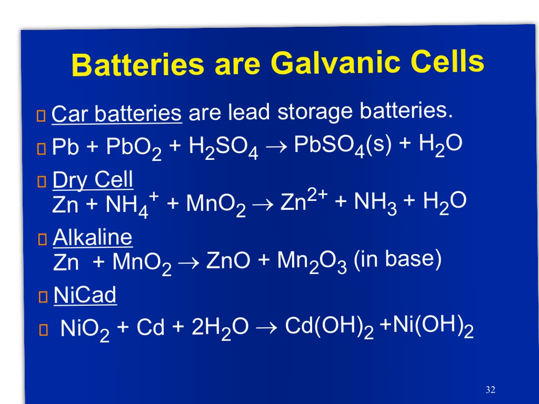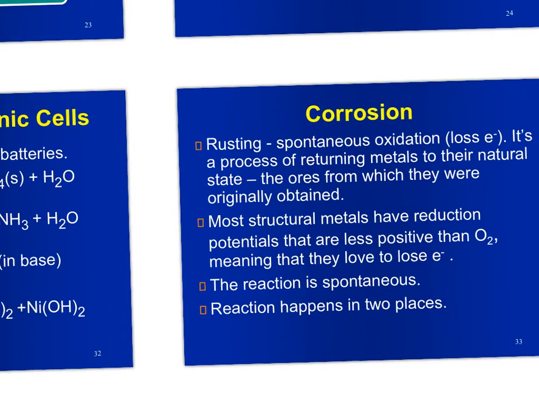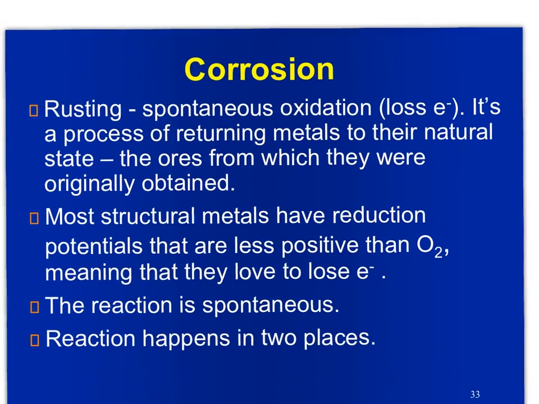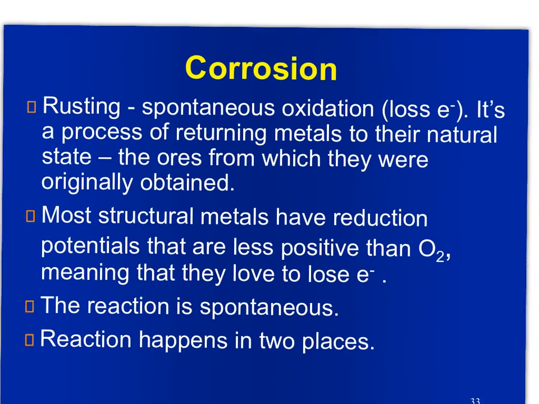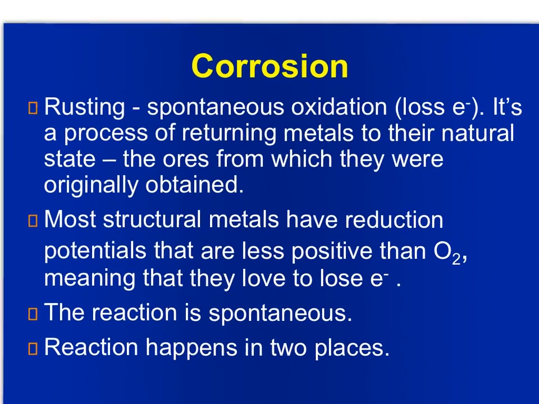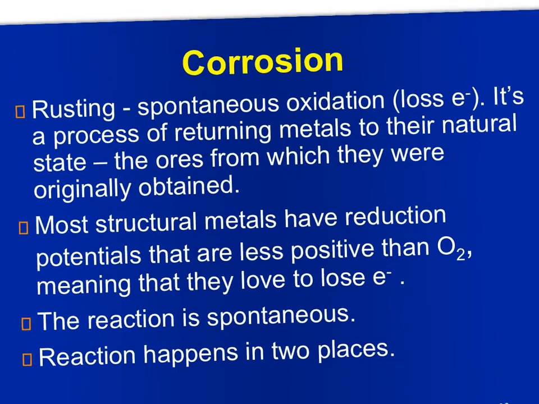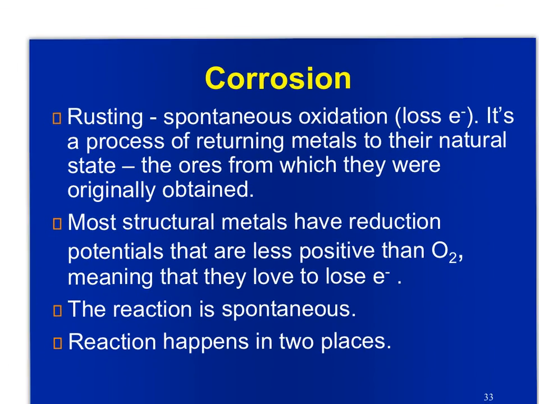Just a little bit more here. Batteries are galvanic cells. You have car batteries, which are lead storage batteries. There are dry cell batteries, alkaline batteries, NiCad batteries. And corrosion is also a redox reaction. Rusting is a spontaneous reaction of oxidation, loss of electrons. It's a process of returning metals to their natural state, the ores from which they were originally obtained. Most structural metals have reduction potentials that are less positive than oxygen, meaning they love to lose electrons.